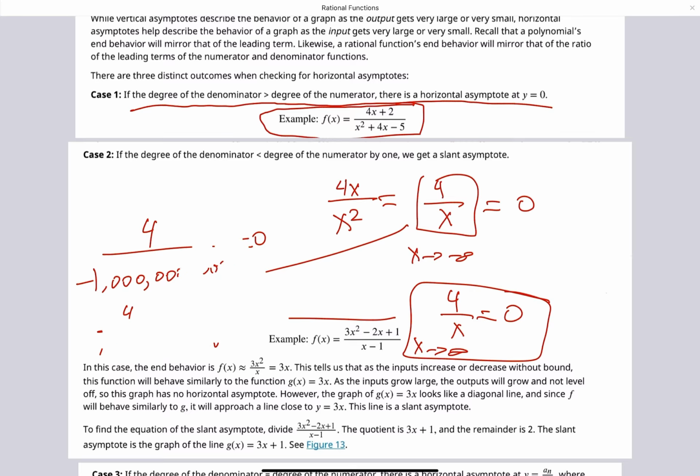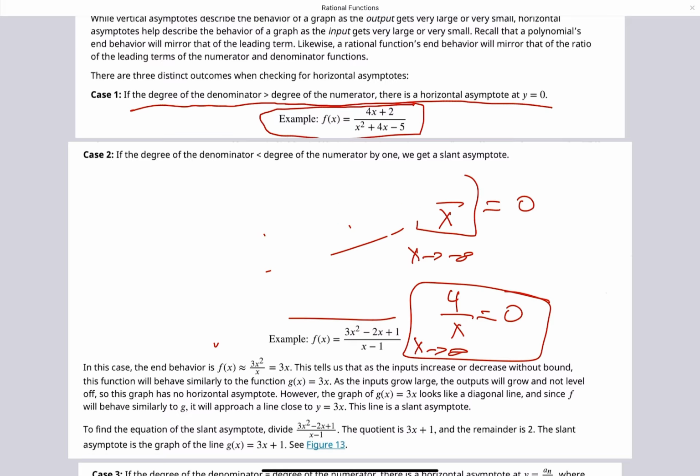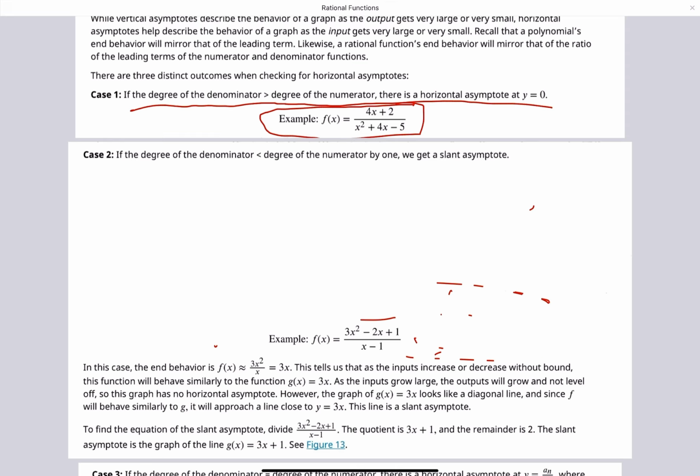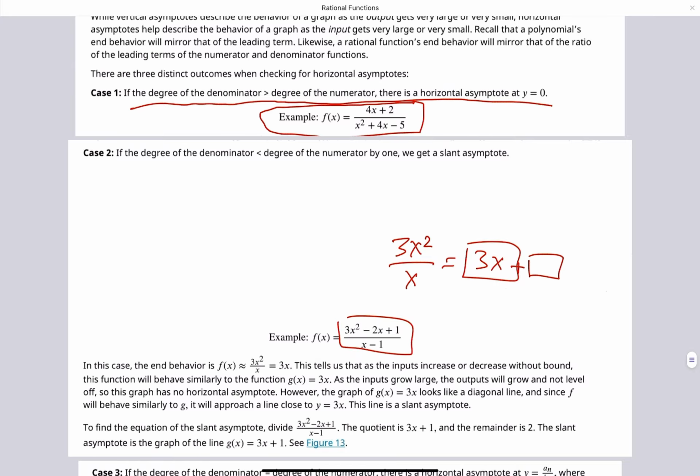Now, if the degree of the denominator is less than the degree of the numerator by 1, we get a slant asymptote. So let me show you what that means. Let's say we have 3x squared divided by x. This equals 3x. This is your slant asymptote. It is missing the y-intercept, but we don't really need to solve for that now.